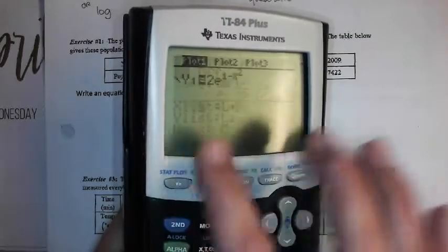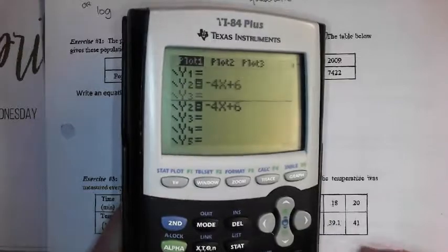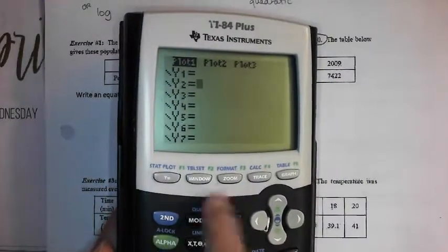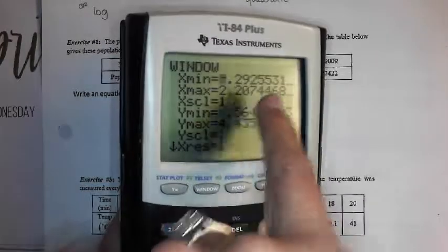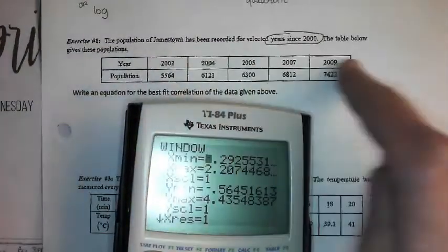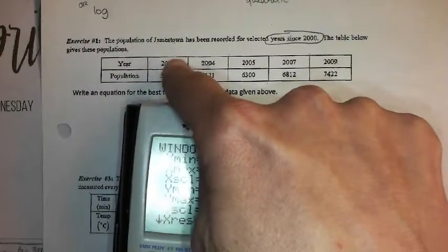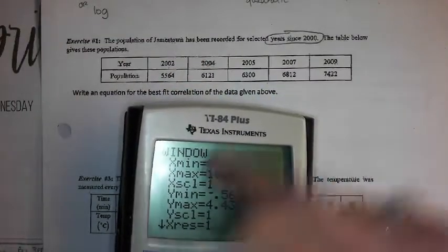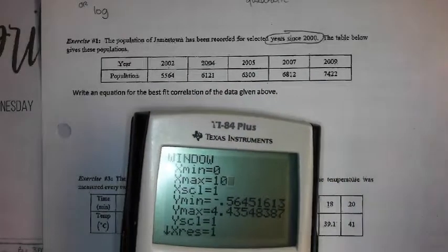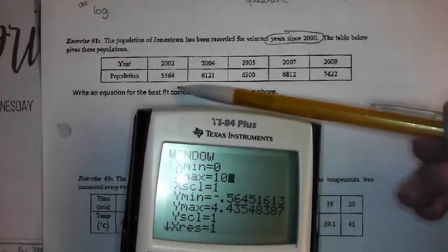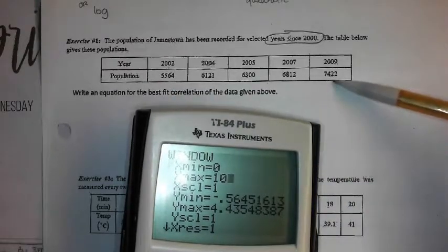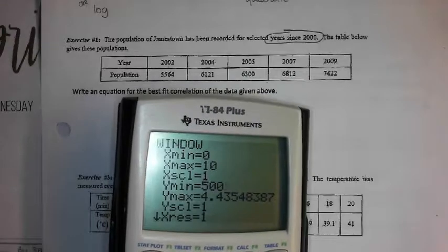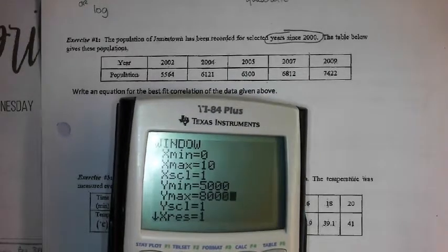When you hit y equals, you want to make sure that anything that was there is gone, because you don't want it graphing functions on top of your scatter plot. And then most importantly, you want to set your window so that it's going to hit your points. So our x numbers were between 2 and 9. So I can go from 0 to 10, and that'll hit all my x coordinates. My population is anywhere from 5,000 to above 7,000. So on my y-axis, I want to look at this from 5,000, let's say, to 8,000.